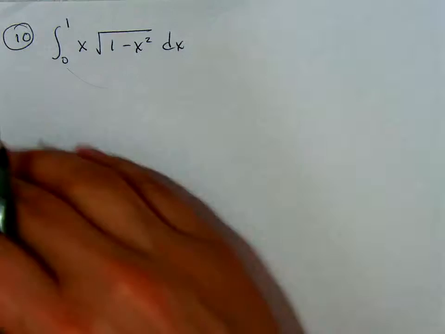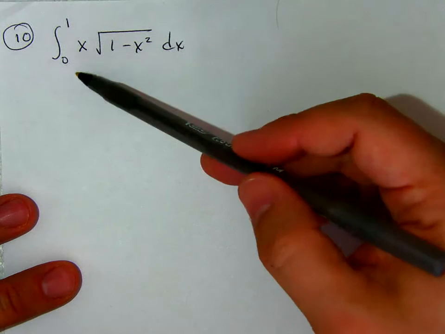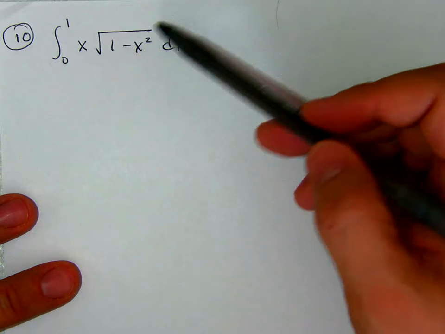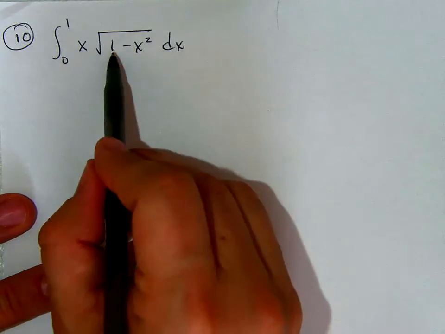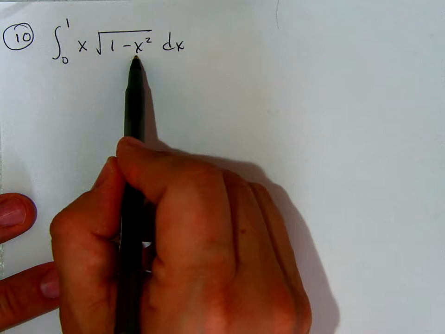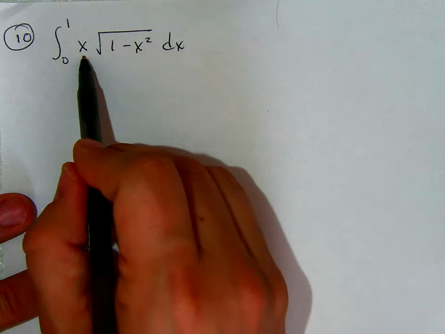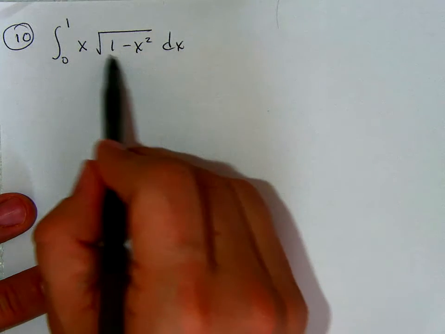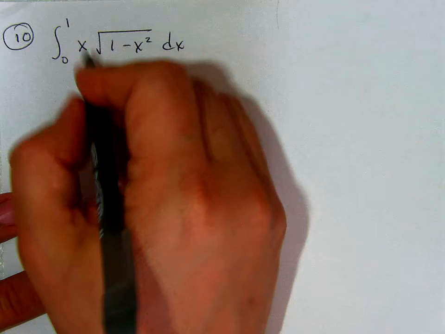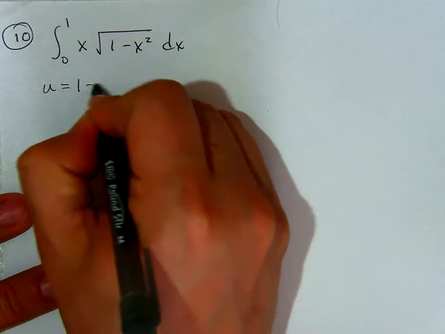All right, let's take a shot at number 10 here. I've got the integral from 0 to 1 of x times the square root of 1 minus x squared dx. Again, starting with looking at my inner function, 1 minus x squared. It's 1 degree higher than my outer function. So there's some way I can take this outer function and probably turn it into the derivative of this inner function. So I'll say u equals 1 minus x squared.